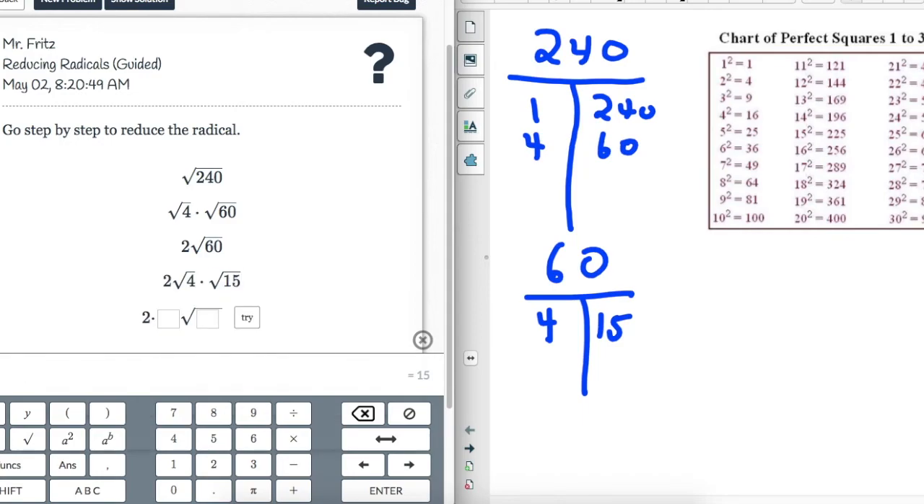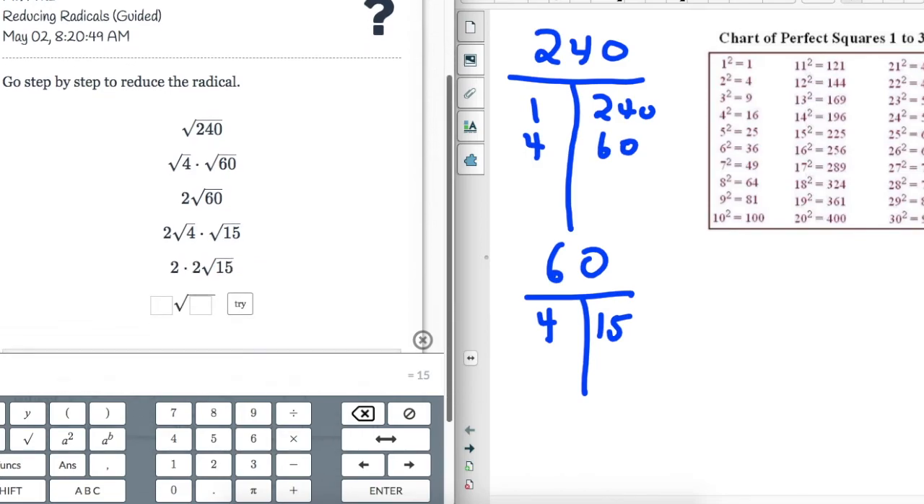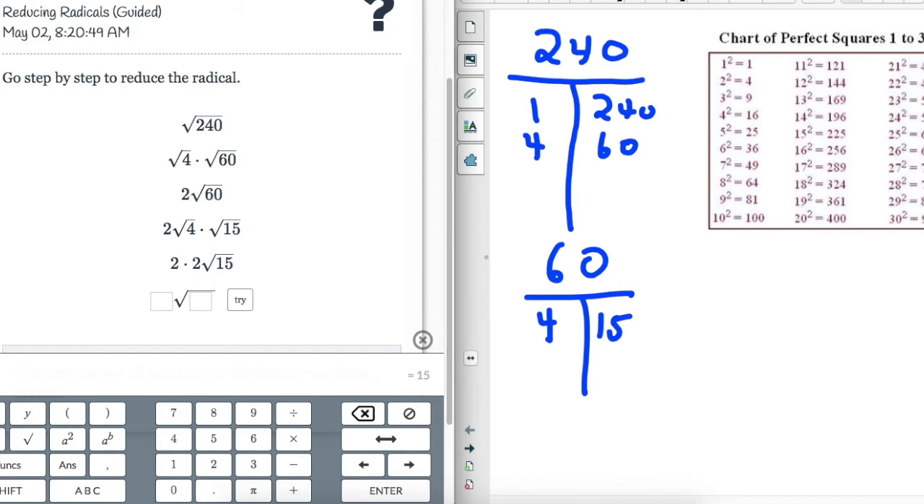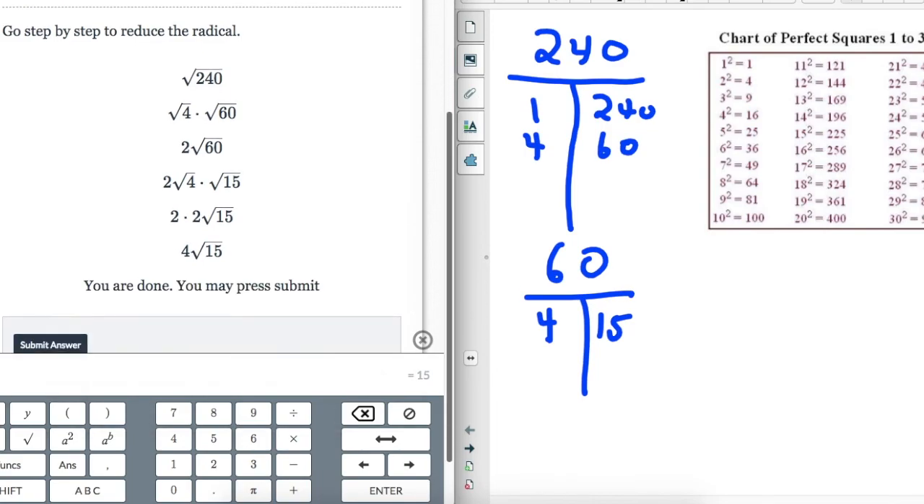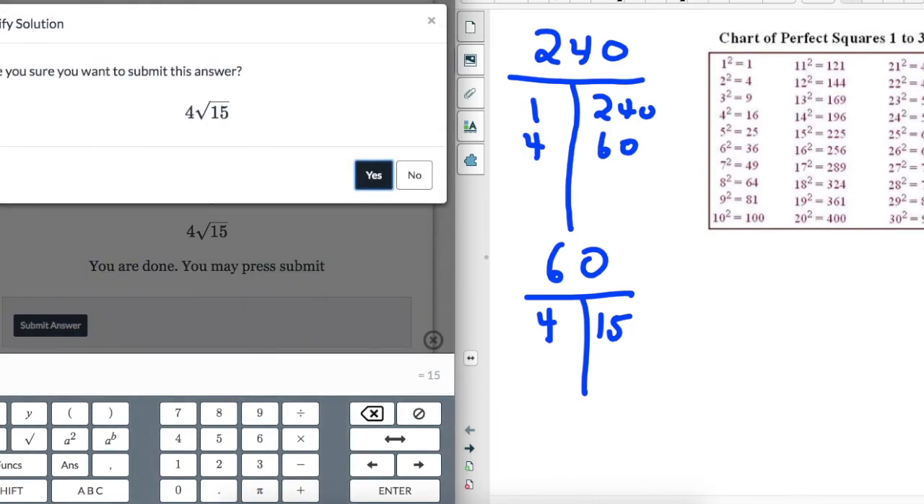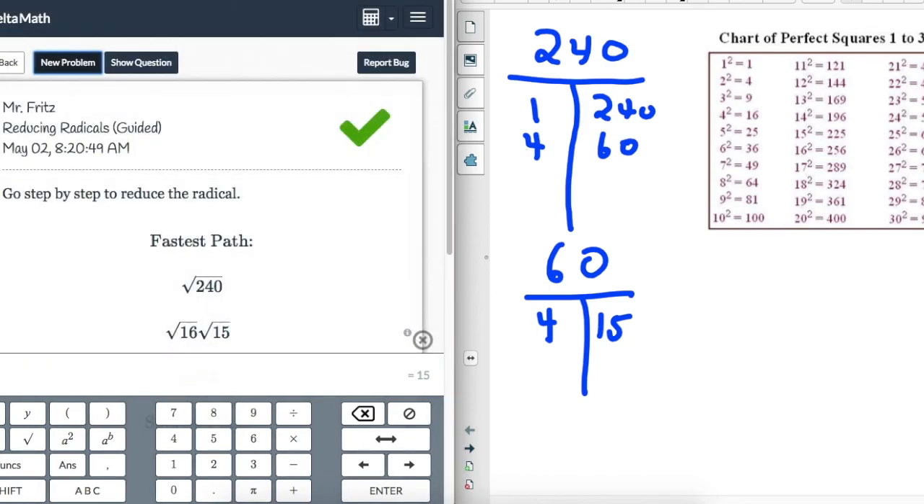And I'll try that. That works, and so I get to the next step where I simplify the square root of 4. The square root of 4 is 2, and the square root of 15 stays the square root of 15. I'll try that. Next up, I multiply 2 times 2. That's an easy one. That's 4 times the square root of 15. And now it says I'm done here. I've simplified this completely. Let's hit submit. I am sure. And we get that green check mark.